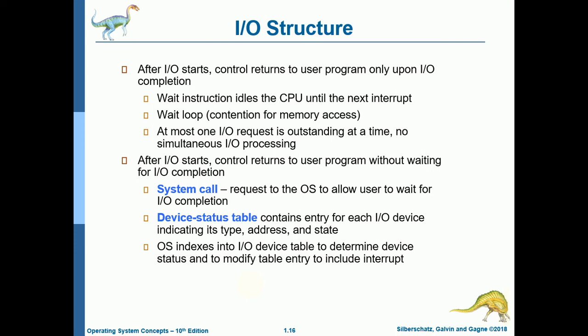We also have the device status table, which contains an entry for each I/O device indicating its type, address, and state. And then the OS indexes into the I/O device table to determine device status and to modify the table entry to include the interrupt. So those are the two types of I/O structure.